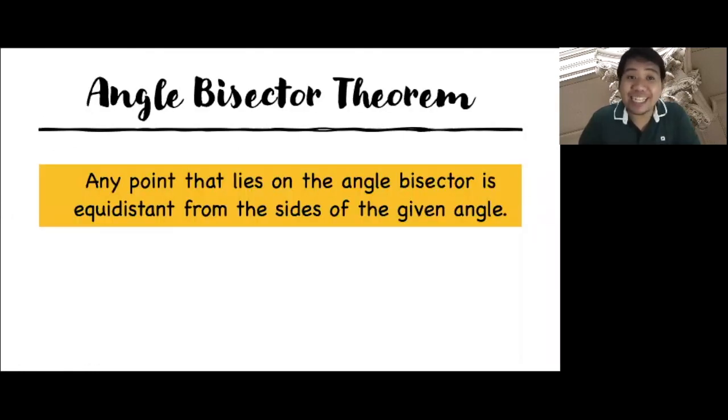Dito naman po tayo sa Angle Bisector Theorem. This theorem states that any point that lies on the angle bisector is equidistant from the sides of the given angle. So tulad po kanina, magbibigay ulit tayo ng mga examples para mas maintindihan natin kung ano ba talaga itong theorem na ito. So meron tayong tatlong examples na inihanda for this theorem.